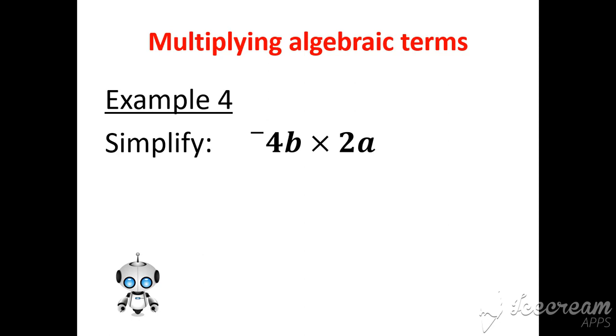Right, what about number 4? Negative 4b times 2a. Let's do our coefficients first. Negative 4 times 2. A negative number times a positive number is a negative number. So negative 4 times 2 makes negative 8. And then we just put the letters alphabetically with no multiplication sign. So we're just going to go ab. So we end up with negative 8ab.